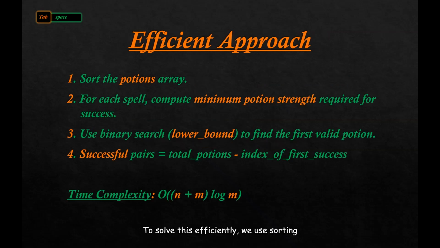To solve this efficiently, we use sorting and binary search. First, we sort the potion array. Then, for each spell, we calculate the minimum potion strength needed for success. Using binary search, we find the first potion that meets or exceeds this strength. The number of successful pairs is simply the number of potions remaining after that point. This approach gives us a time complexity of O((n + m) log m), which is fast and scalable.